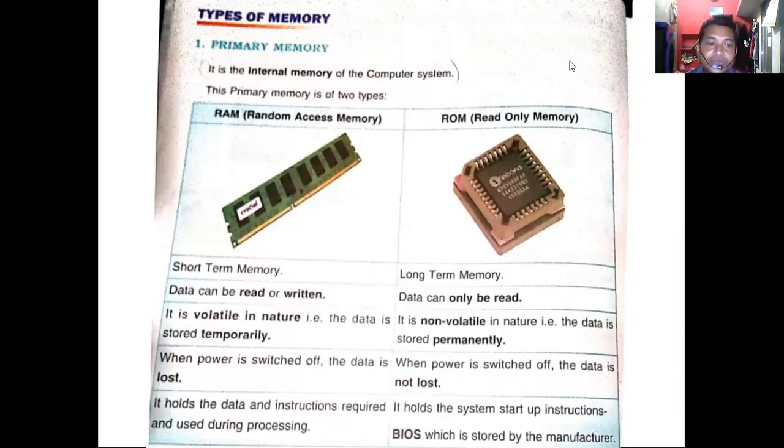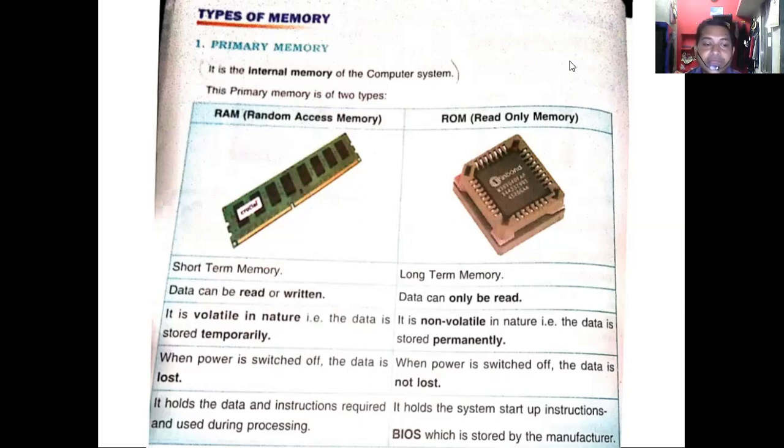RAM is most important. In RAM, data can be read and written, but in ROM, data can only be read. RAM is volatile in nature, that is, the data is stored temporarily. But ROM is non-volatile in nature, that is, the data is stored permanently. The disadvantage of RAM is that when the power is switched off, the data is lost. But in ROM, when the power is switched off, the data is not lost.